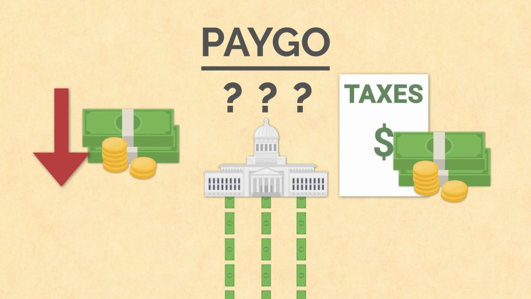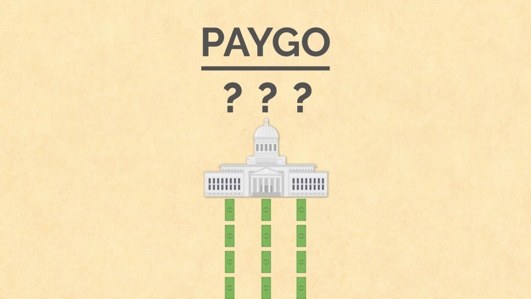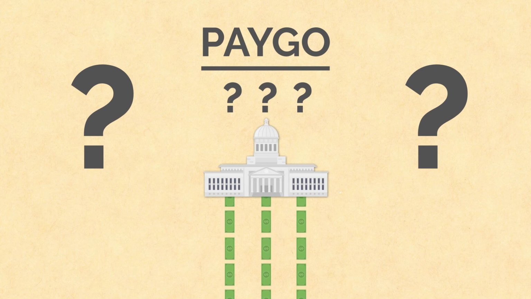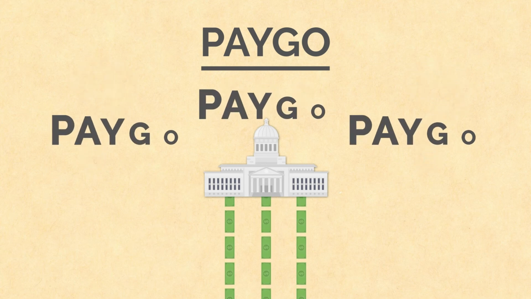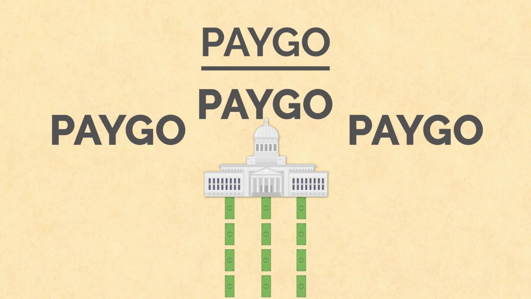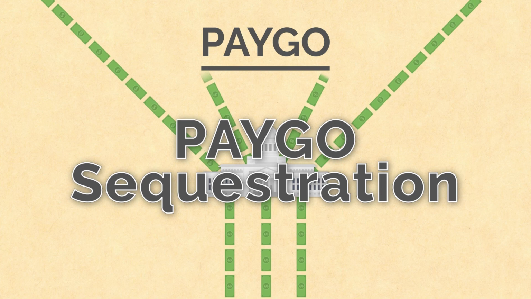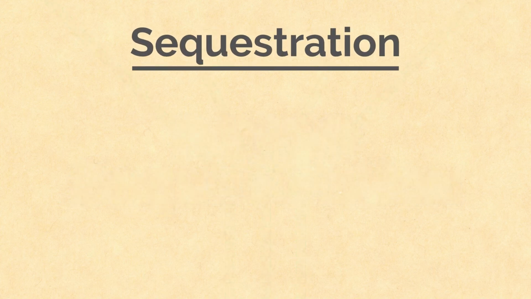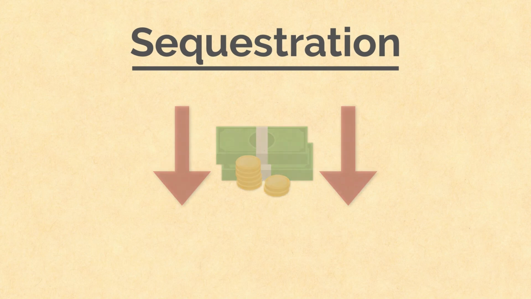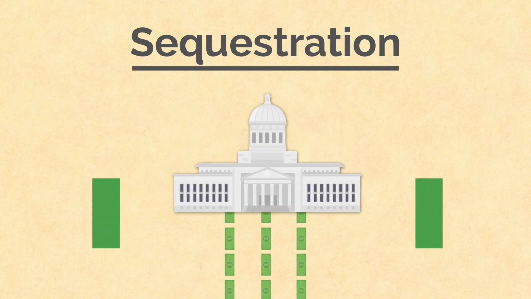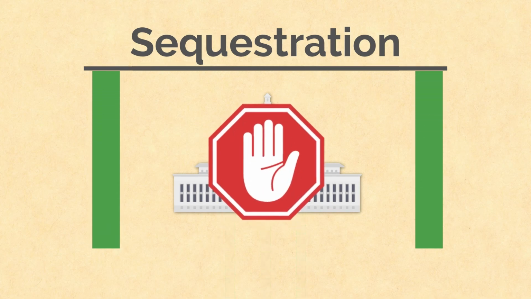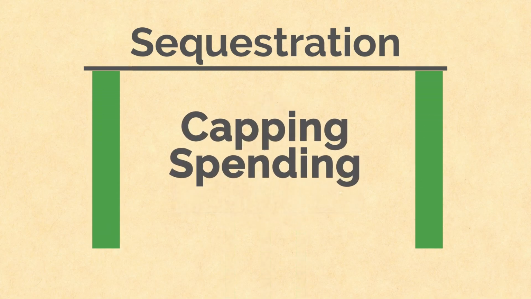or both. Sometimes, Congress does not explain how they will pay for everything. If this happens, the PAYGO rules decide for them. The rules automatically take money out of a lot of different programs. This is called PAYGO sequestration. Sequestration. Sequestration is a word for spending less money. Sequestration means that Congress puts limits on how much it spends on programs. Sometimes this is called capping spending.